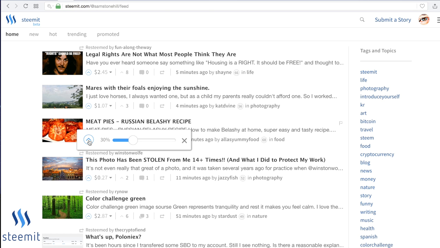Because I'm above a certain level, I get the choice of percentage. At the beginning, you won't get this. You can only vote at 100%. Once you reach a certain level, you can choose. So my upvote at 10%, let's see. She's at 18.84 right now. I just gave her 10%, and now she's at 26.10.